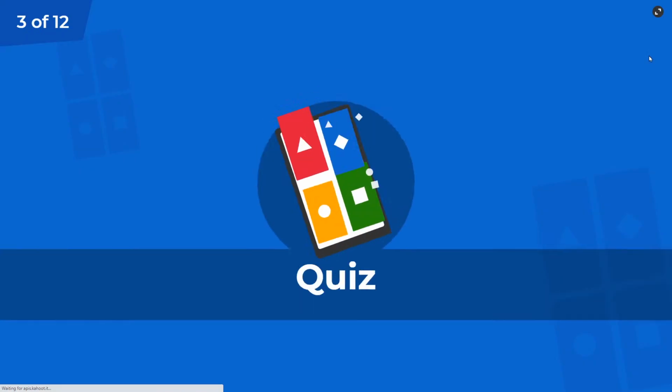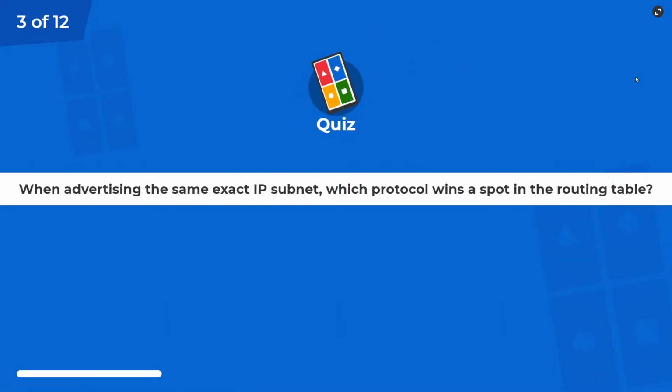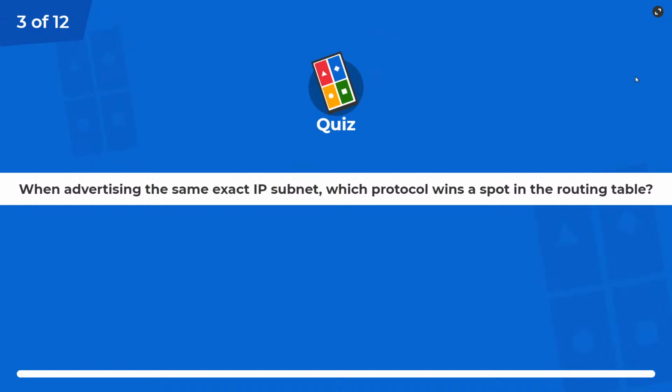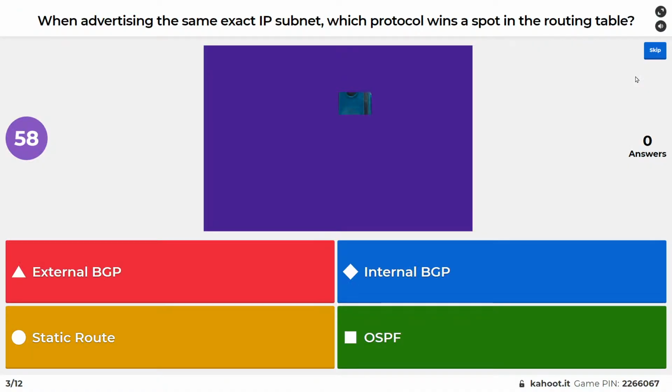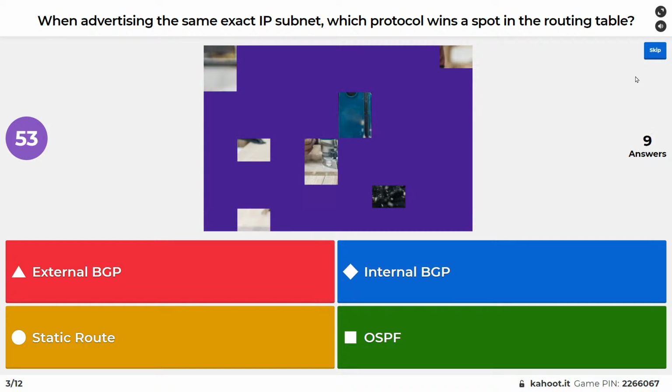So it's super fun. All right, here's question 3 of 12. Sorry about my voice. When advertising the same exact IP subnet, which of the protocols listed is going to win a spot in the routing table?